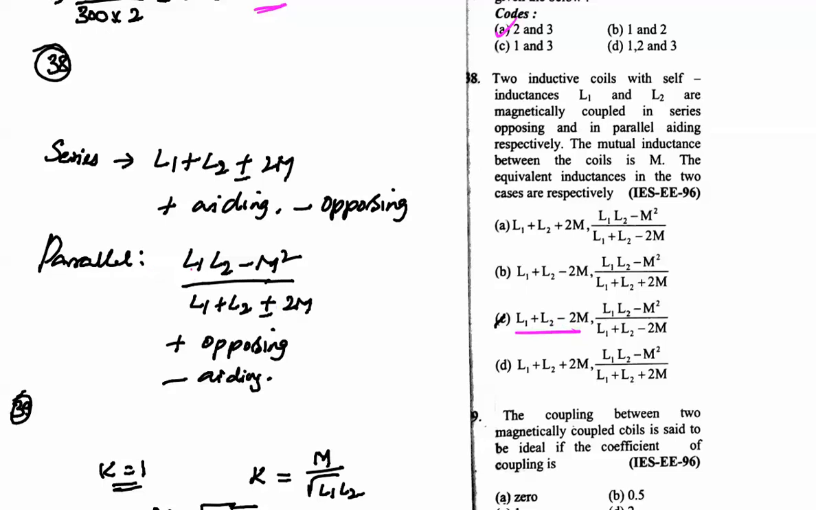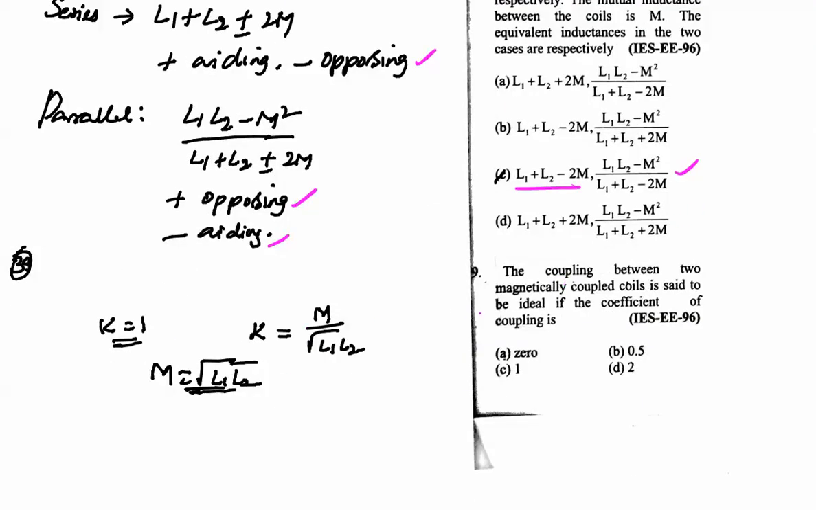Next, when parallel connections, in parallel it is L1 into L2 minus M square divided by L1 plus L2 plus or minus 2M. So here there are different cases. Here plus for opposing, and here minus for aiding. What is asked is parallel aiding, so for parallel aiding you will get the minus sign here. So this is the answer.